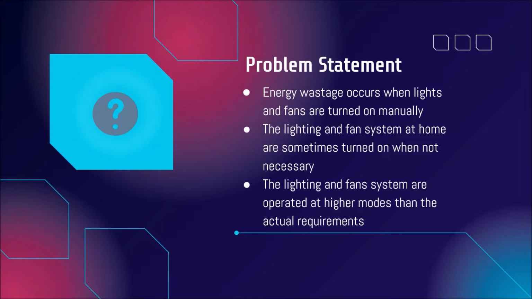Secondly, we would also like to address the fact that sometimes lighting and fan systems are operated at higher modes than their actual requirements. For instance, the fan at our home might actually be running at a much higher speed than it is required.